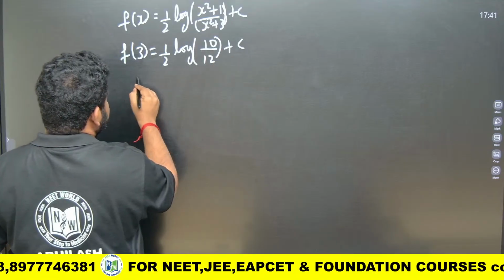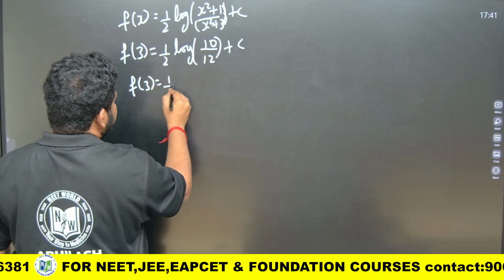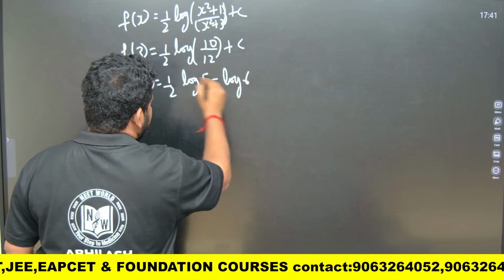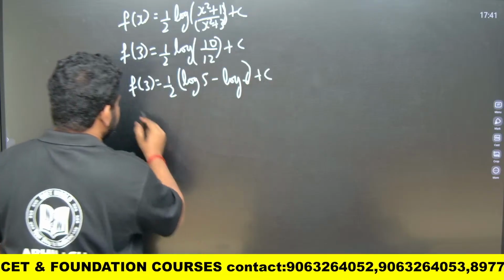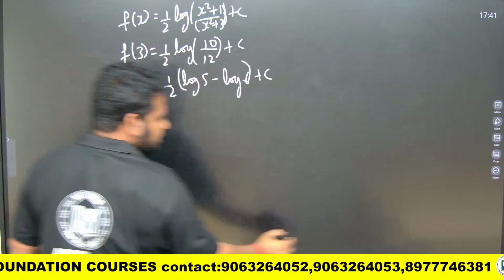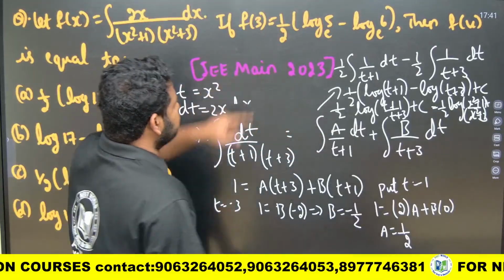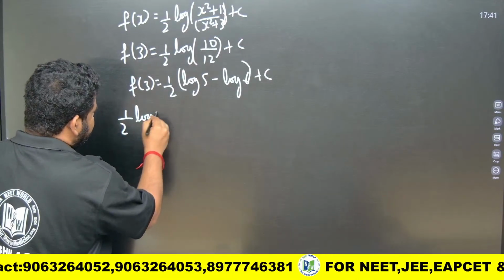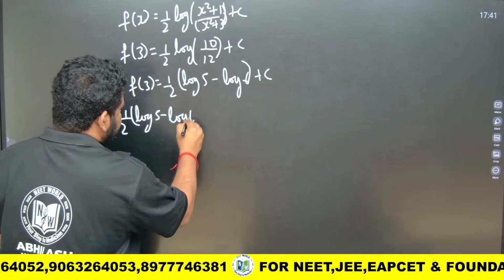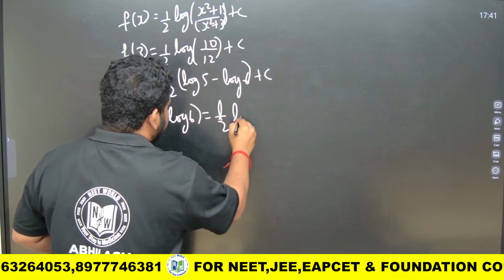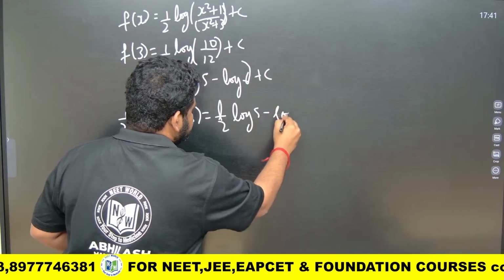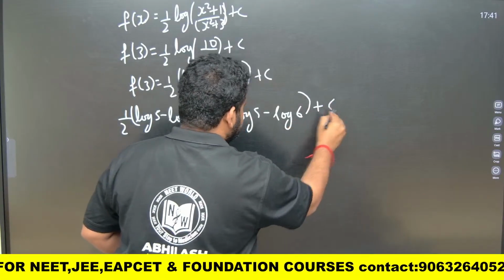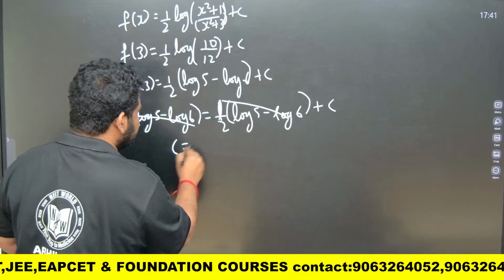So f of 3 I'll get as 1 by 2 log of 5 by 6, which is log 5 minus log 6, that is correct, plus c. Now f of 3 is also given as half times log 5 minus log 6. So this and this I can cancel. I'll get c is equal to 0.